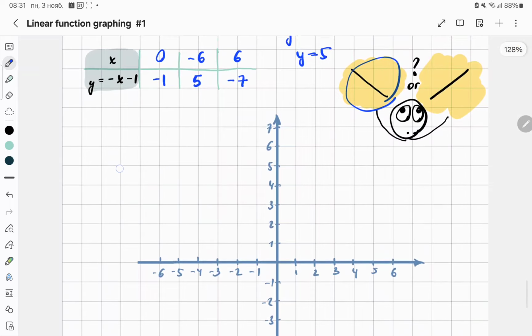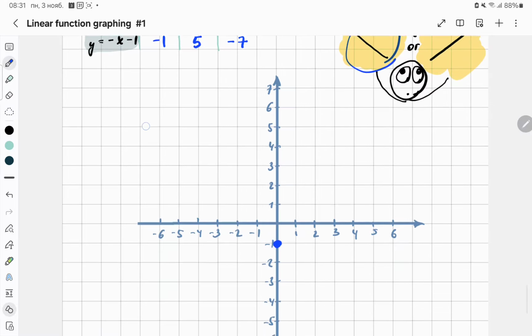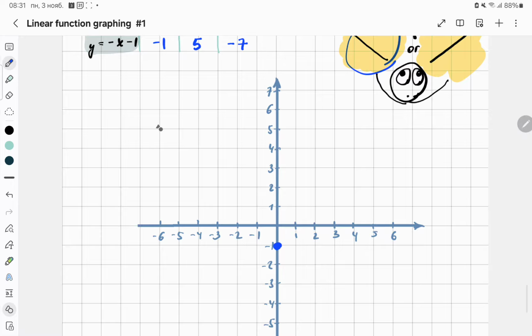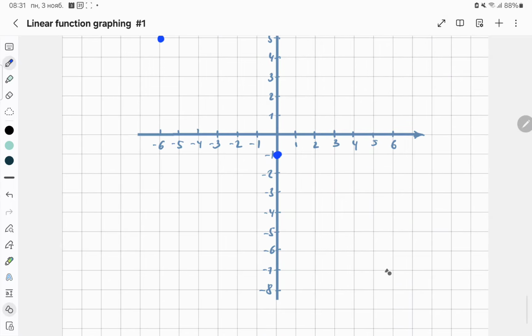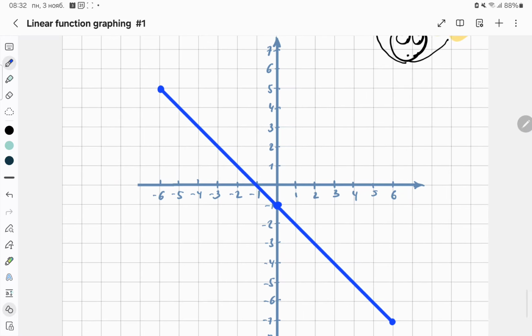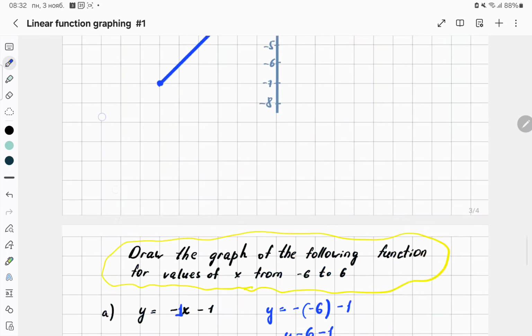Now let's place all these points in our system of coordinates. So 0, -1, then -6 and 5, and then 6 and -7, somewhere here. And now it's time to connect all these points together. Here we go. So this is the graph of the function y equals -x minus 1. We can write it this way to be more precise.